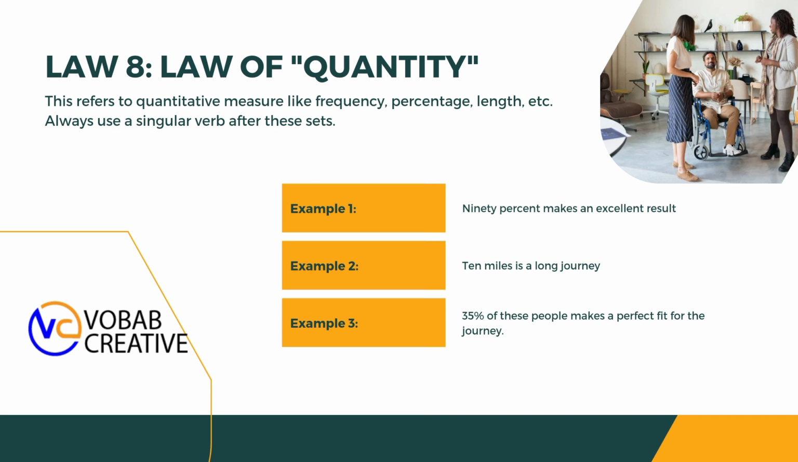Example 2, we have 10 miles is a long journey. You can say 10 miles are a long journey? No, it is wrong. You cannot say that. 10 miles are not a long journey. So you cannot use are in that sense. So 10 miles is a long journey. Example 3 says 35% of these people makes a perfect fit for the journey. I believe we understand that. It is so straightforward.